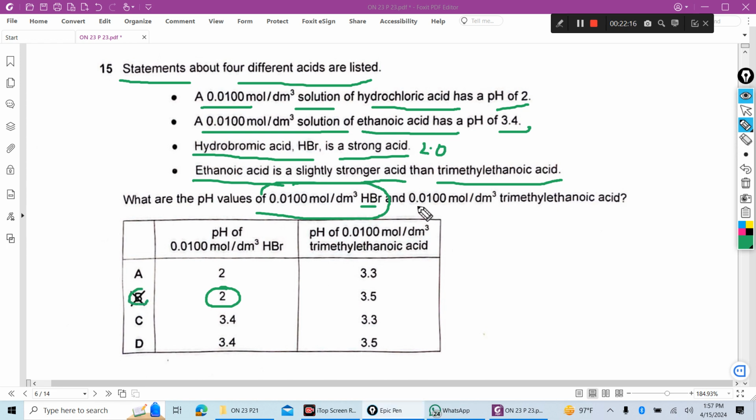And 0.01 mole per dm cube trimethyl ethanoic acid is a weak acid compared to ethanoic acid, so this pH value will be more than 3.4, so 3.5. That's why B is the right answer.